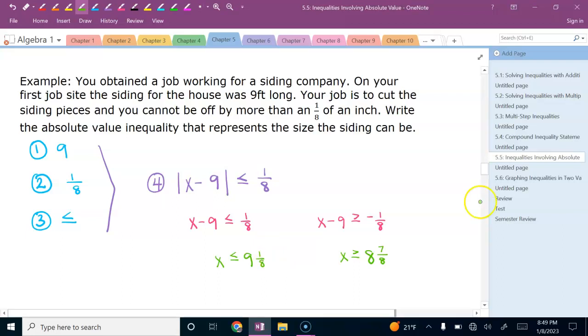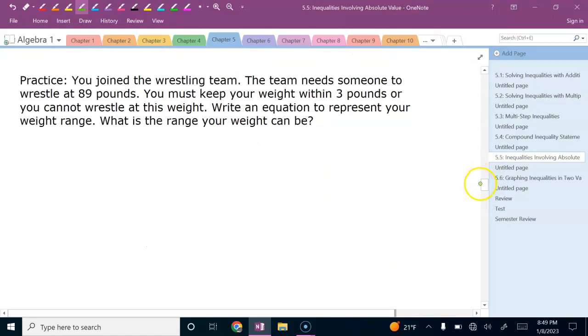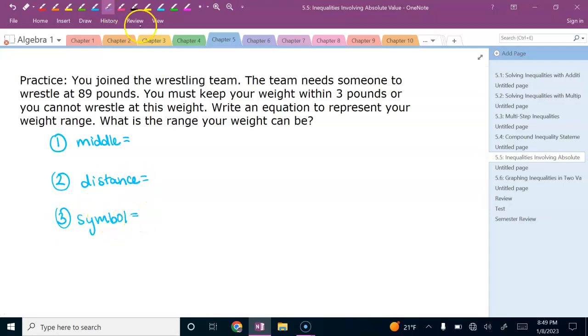So I want you guys to go ahead and try to do this on your own now. Read through this next practice problem, and then try to do the same things. I would do the same 3 steps: find the middle, find the distance, figure out what symbol you need, and then go ahead and write out your equation. And this one is asking specifically for the range.